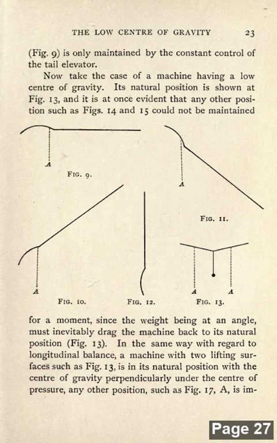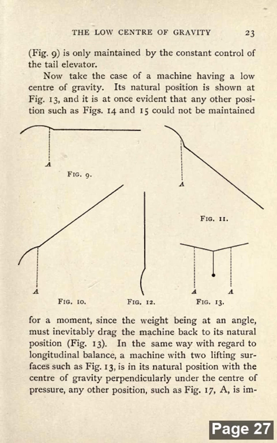Now take the case of a machine having a low center of gravity. Its natural position is shown at Fig. 13, and it is at once evident that any other position, such as Figs. 14 and 15, could not be maintained, for the moment of gravity, the weight being at an angle, must inevitably drag the machine back to its natural position.